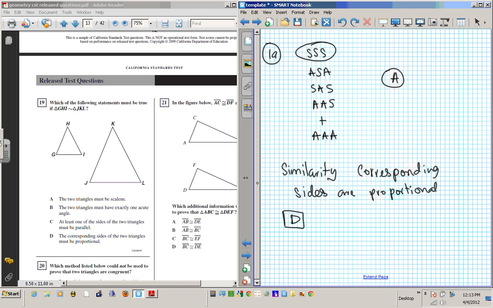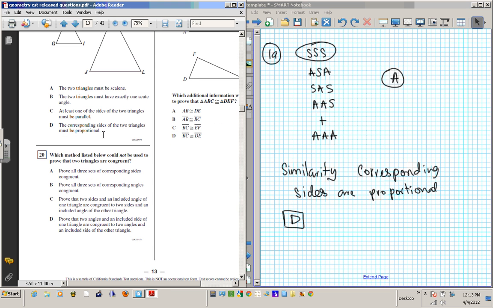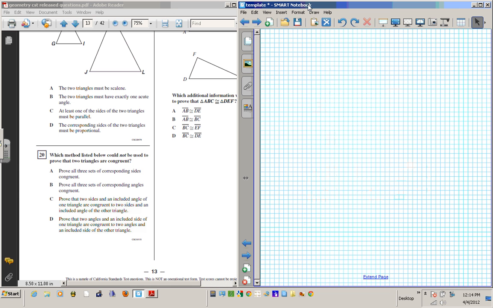Alright, let's move along to question number 20. Which method listed below could not be used to prove two triangles are congruent? For this one, the rules for proving congruency are as follows. We're going to go over them again. To prove that two triangles are congruent, you have either SSS, SAS, ASA, and AAS. Okay, it's good to go over this over and over again so you don't forget, because these are critical.